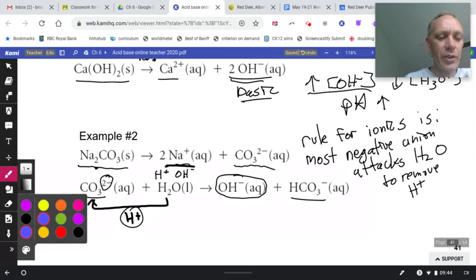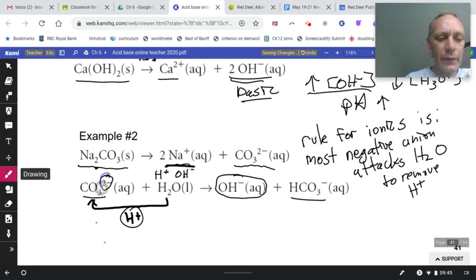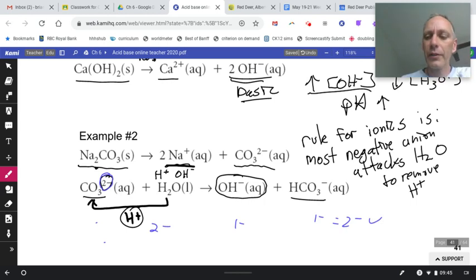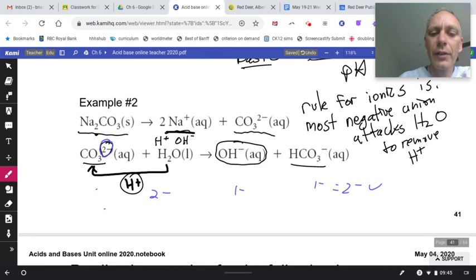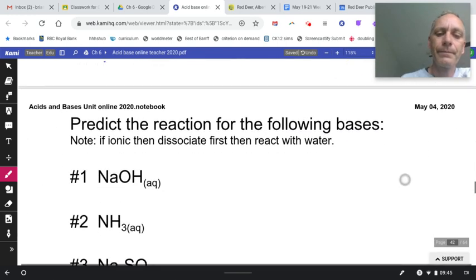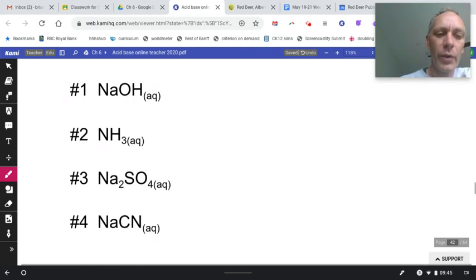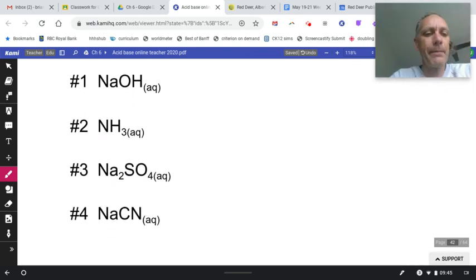Let's just double check the charges on this one. So we are at 2 minus and neutral. So overall we're at 2 minus. And over here we're at 1 minus and 1 minus, 2 minus. Okay, so charges are correct. We probably did everything right. So that's a trickier one. That's an example of dissociating an ionic compound and then taking the negative anion and reacting it with water to make a basic solution. So we're going to go through 4 examples, and then we're almost done our lesson.